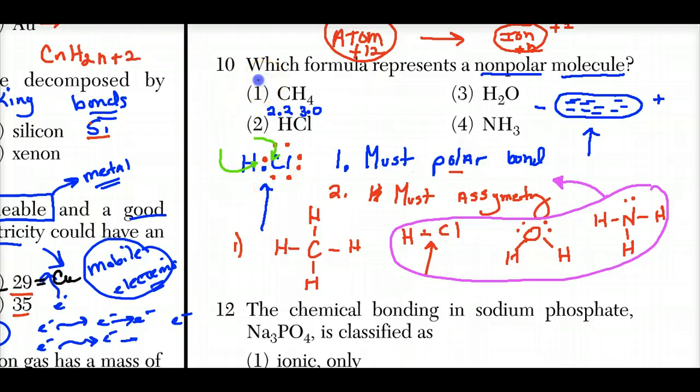Okay, so methane is your answer, choice 1. It's a nonpolar molecule with polar bonds because of its symmetry. Okay, it's the only one there symmetrical.